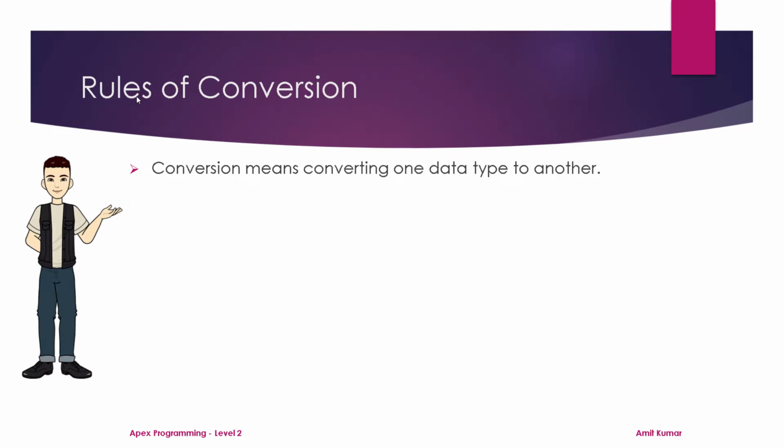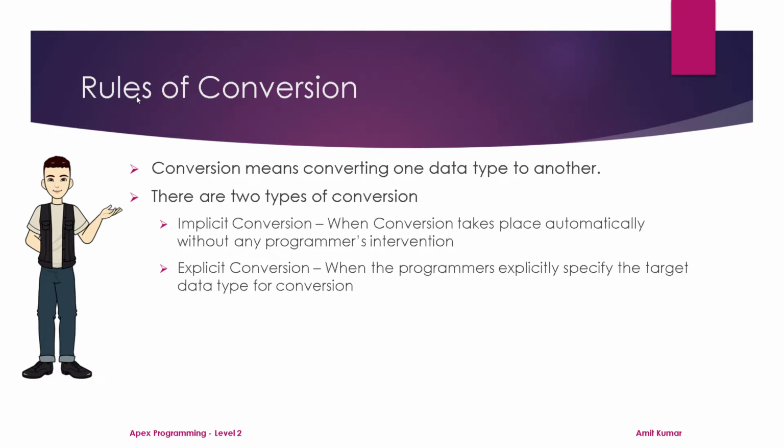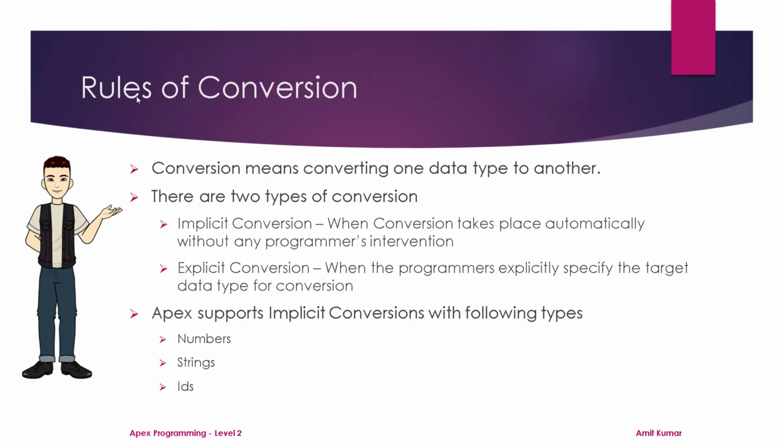Conversion means converting one data type to another data type, and there are two types of conversions: implicit conversion and explicit conversion. When conversion takes place automatically without any programmer's intervention, then that conversion is implicit conversion. Explicit conversion is that conversion where the programmer explicitly specifies the target data type for conversion. Now Apex supports implicit conversions with the following types: numbers, strings, and IDs.